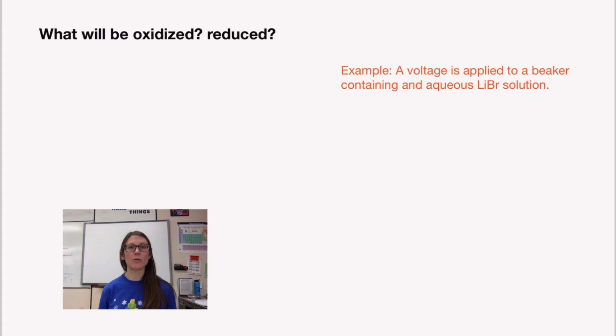How do you decide what the products are going to be for an electrolysis process? What's going to be oxidized? What's going to be reduced? I suggest a three-step process. First thing you need to do is list all the chemicals that are present in your beaker or in your electrochemical cell.